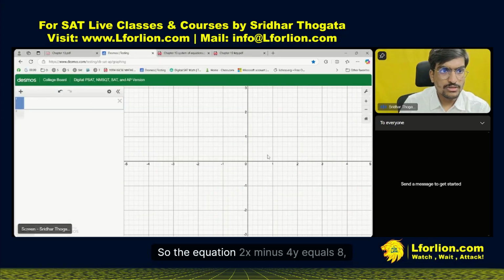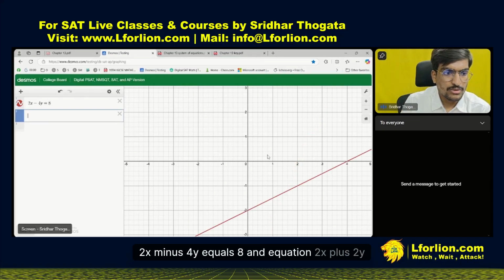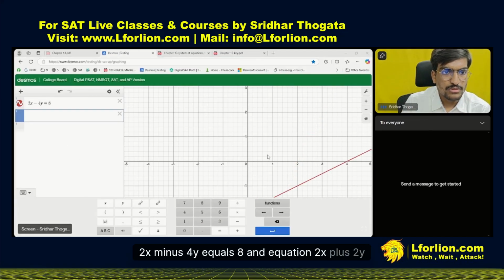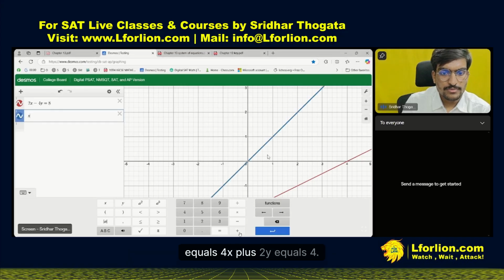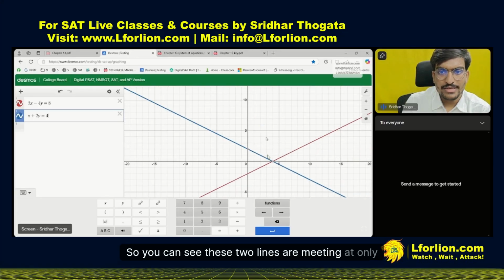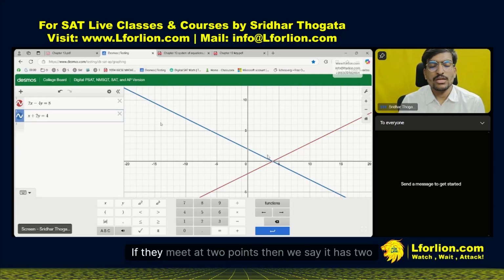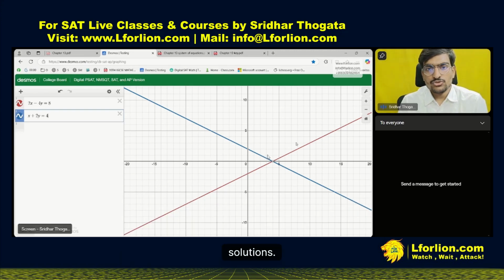Let's keep these values into Desmos. The equation 2x minus 4y equals 8, and equation 2, x plus 2y equals 4. You can see these two lines are meeting at only a single point. So these two equations have one solution. If they meet at 2 points, then we say it has two solutions.